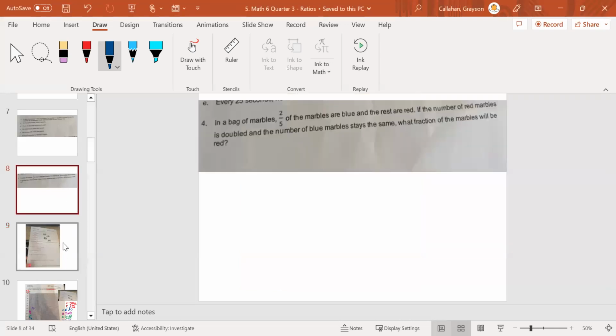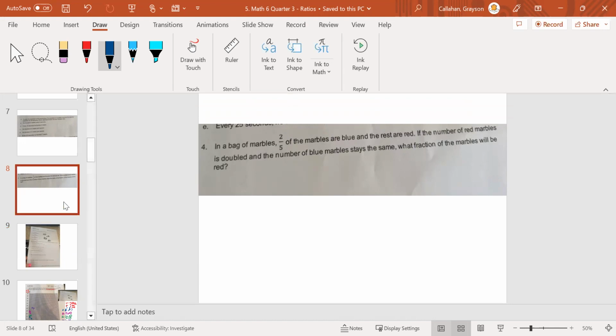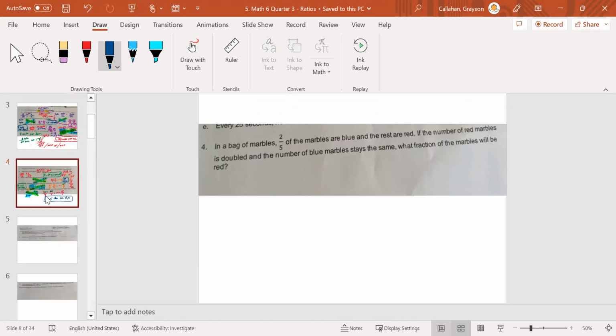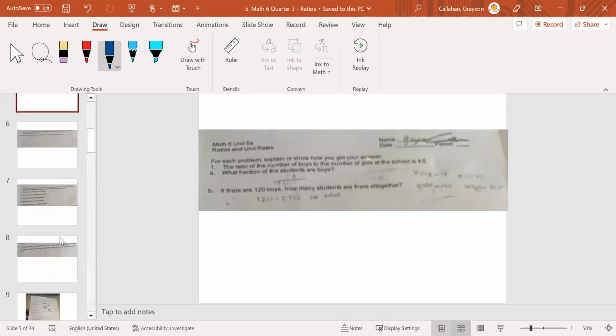Okay, so this is part 2 of the homework assignment on ratio for Math 6, Week 3, Semester 2 for Quarter 3. What number are we on? 3.